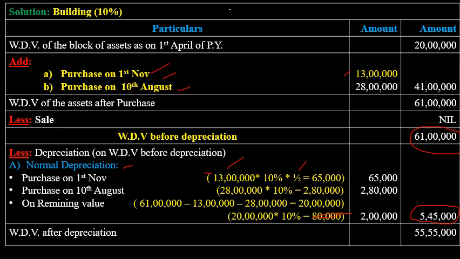So the remaining depreciation on the remaining value is 20 lakh into 10%. It is 2 lakh, not 80,000. So this is how to calculate the depreciation.